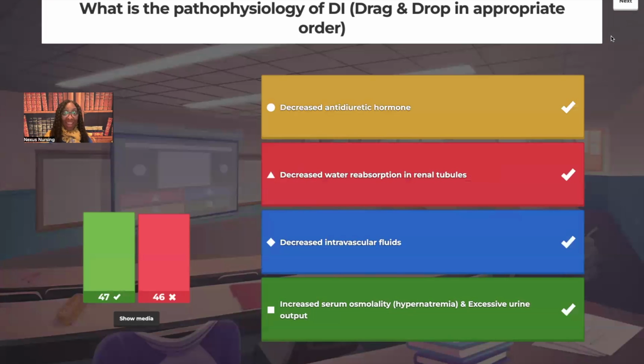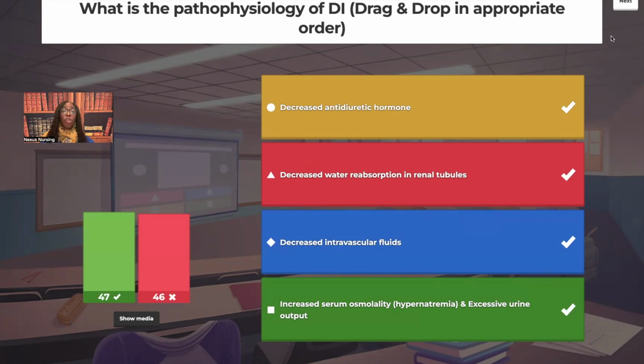Okay, you guys did much better than before. Okay, 47 of you got this right. The pathophysiology of DI. So in SIADH, remember the patient had way too much antidiuretic hormone. They were holding on to their fluids. Well, guess what? Diabetes insipidus, DI, is the opposite. They don't have enough antidiuretic hormone. And because they don't have enough antidiuretic hormone, they're urinating all over the place. They're getting rid of all their fluids.